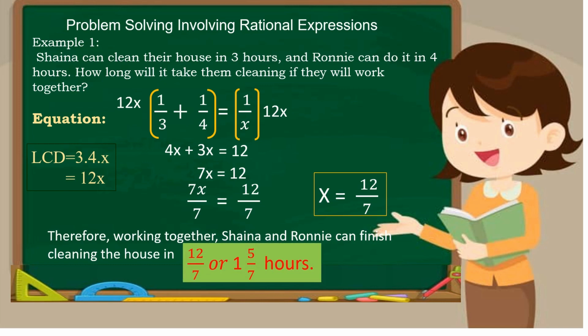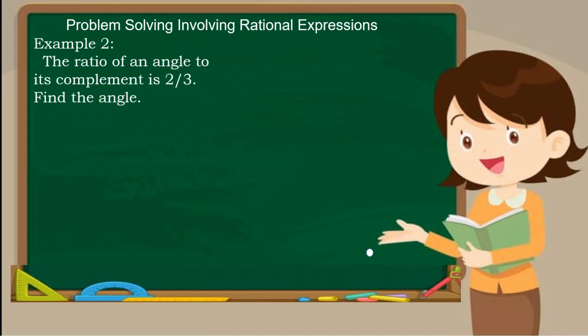Mas mabilis na pag magsama silang dalawa. Okay? So, 1 and 5 over 7 hours daw ang paglilinis pag silang dalawa ay magsama. Okay? Alright. Moving on to the next example of problem solving involving rational expressions.